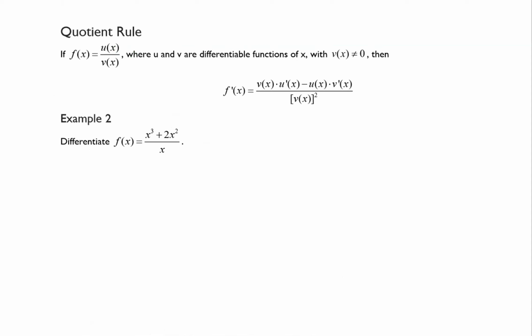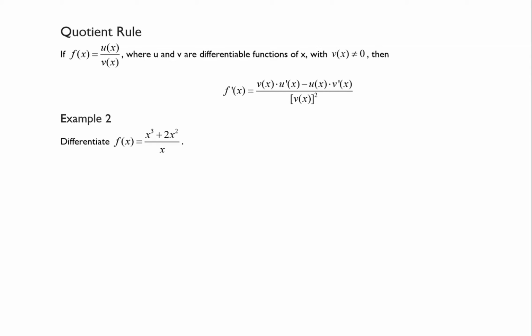The quotient rule says that if f of x is equal to u of x divided by v of x, where u and v are differentiable functions of x, and v of x is not equal to 0, then f prime of x is equal to v of x times u prime of x minus u of x times v prime of x all over v of x squared. If you'd like to see a proof of this, there is one available in the textbook.